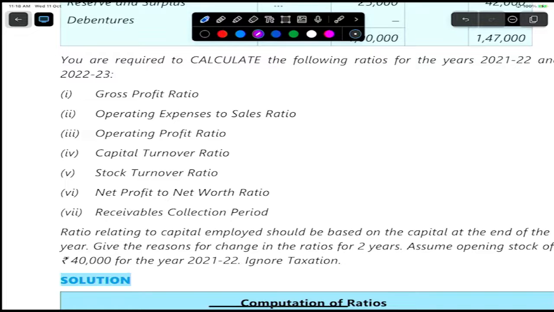Page number 3.45. Don't waste time. Don't talk. Read the question, observe all the numbers properly. As if it is an exam hall, please see the question properly.